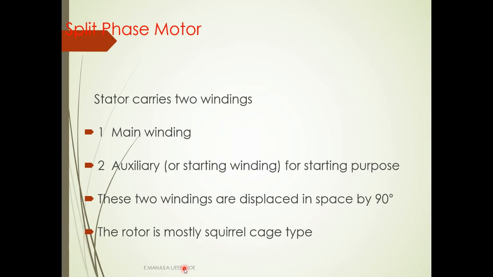Here in a split phase motor, the stator carries two windings. The first one is the main winding and the second one is the auxiliary winding, which is also called the starting winding, used for starting purposes. These two windings are displaced in space by 90 degrees, and the rotor is mostly squirrel cage type.